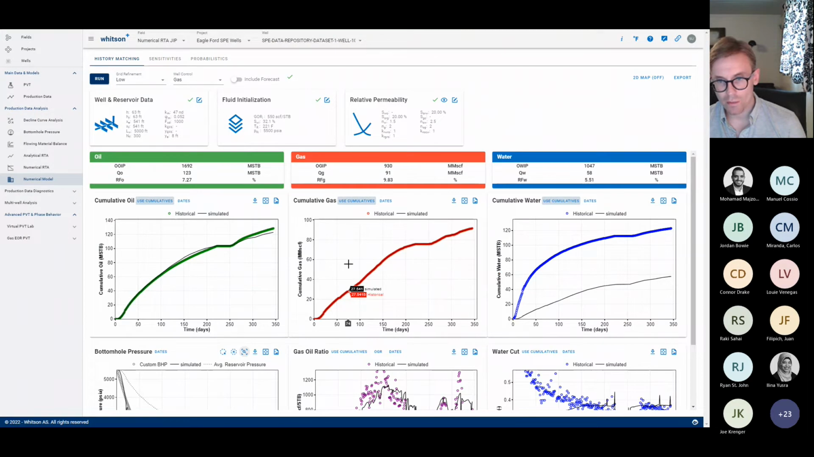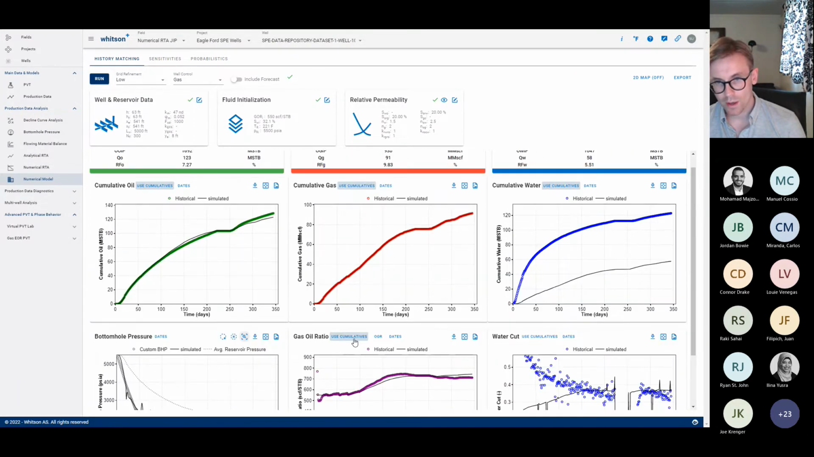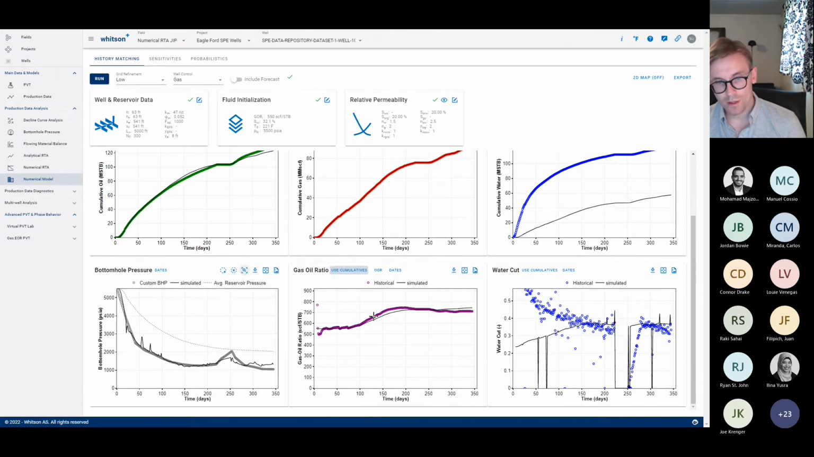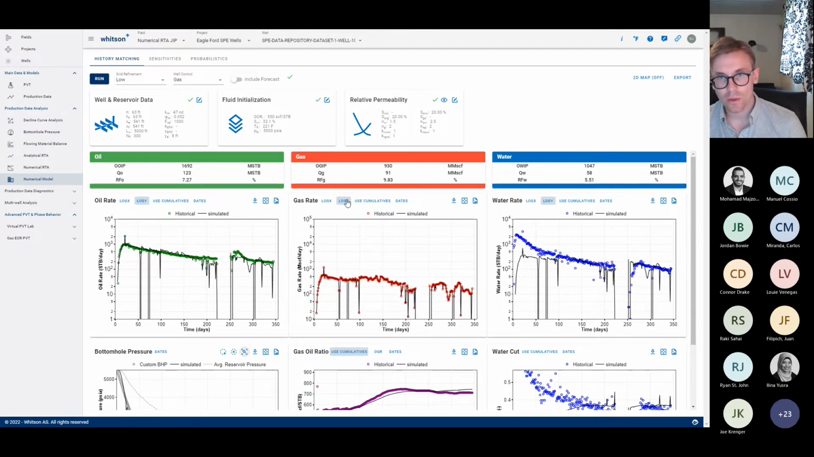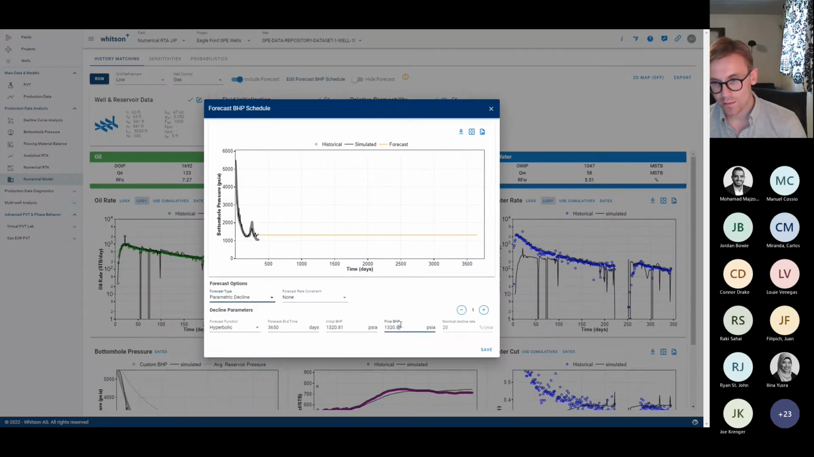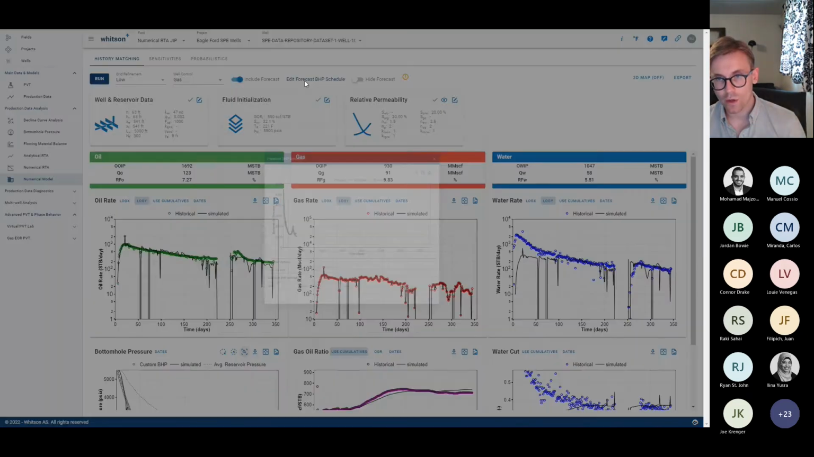But I think we should have a pretty decent fit here for both oil and gas, and also the GORs. So the last thing we can do then is to go in and add a forecast from the end of history and out. So the forecast is added here again. You just toggle this include forecast option. And then you can just click edit BHP forecast.